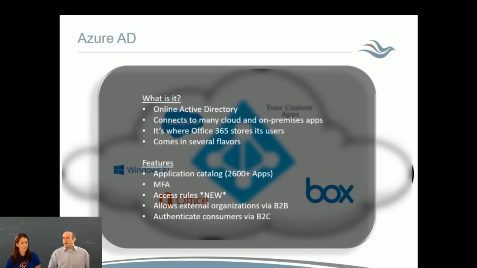So it's online Active Directory. It connects to a bunch of cloud and on-premises apps. And you're right, Office 365 uses that. So if you go to your users inside Office 365, whether or not you're syncing them from your on-premises, Azure Active Directory is where they live.